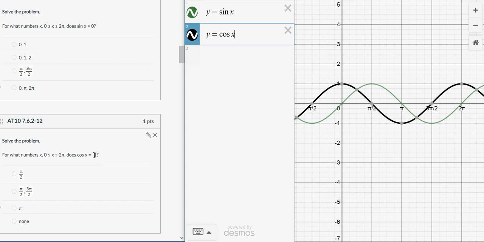And here we ask what value you put in to get cosine of that value equal to -1. So it has to be pi here. You may want to choose this one.